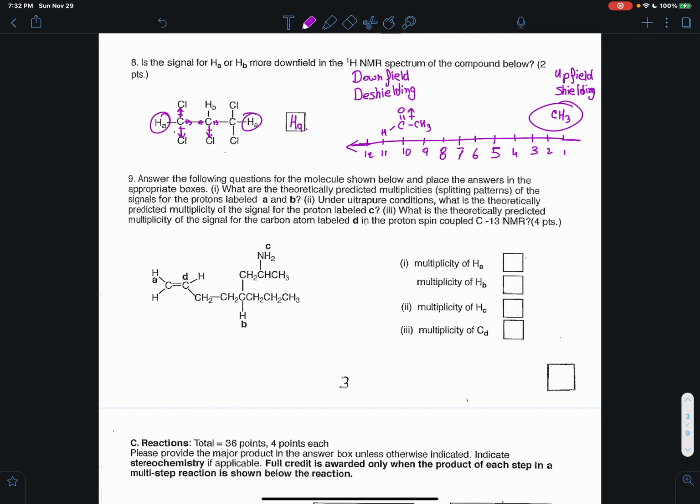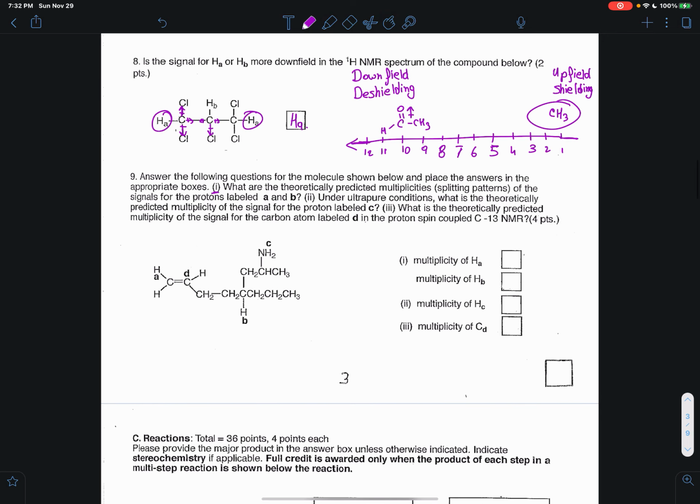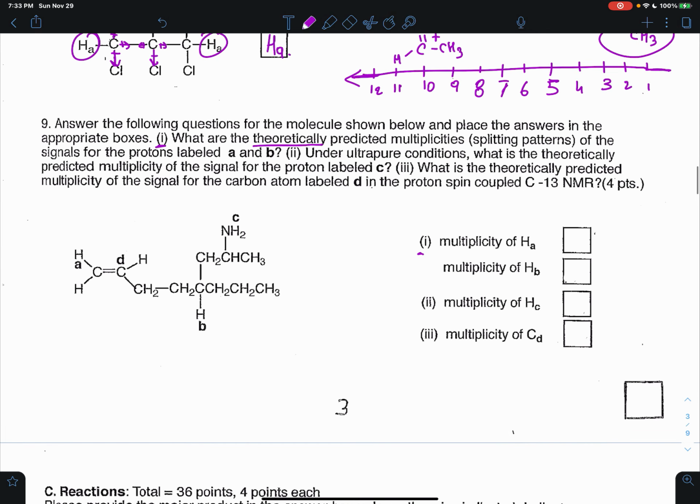Now moving to number 9, which is also concerned with multiplicity in HNMR. Answer the following questions for the molecule shown below and place the answers in the appropriate boxes. For question 1, we have: what are the theoretically predicted multiplet splitting patterns of the signals for the protons labeled A and B? This is really important, by the way, and we'll cover why. Let's look at B first, and we'll go back to A because B is a little bit easier than A. When looking at B, this one will have a multiplicity.